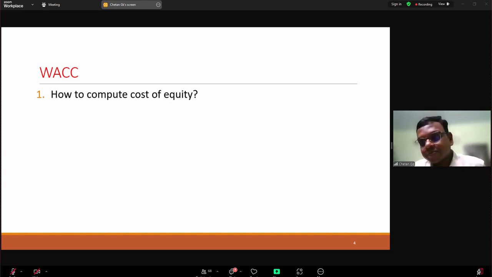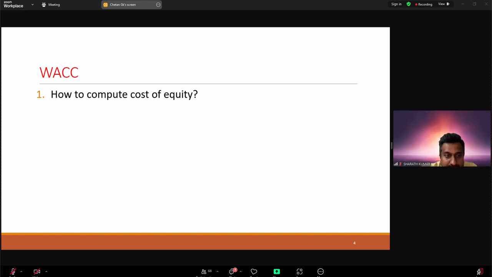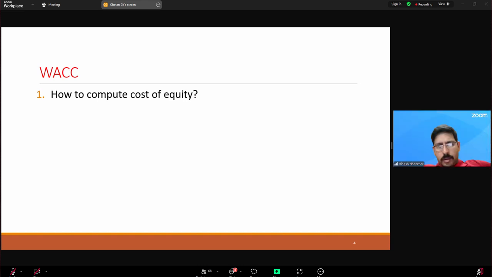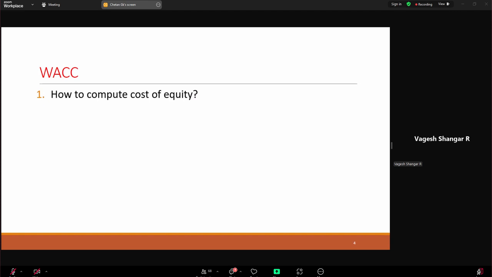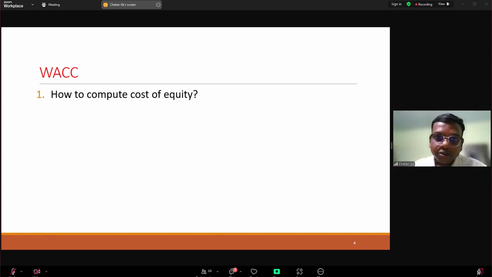The second model is the capital asset pricing model. Very good. How to compute cost of equity using that model? Based on the beta value: RFR plus beta into the equity risk premium, that is, market return minus risk-free rate.